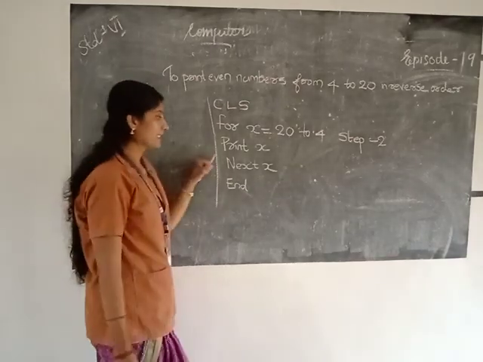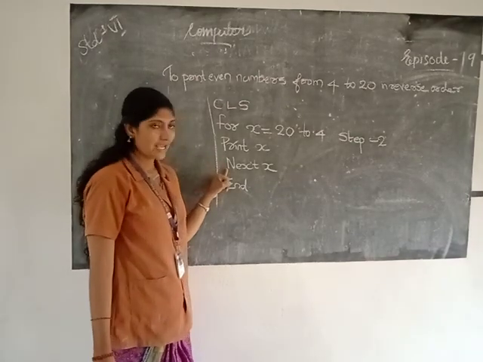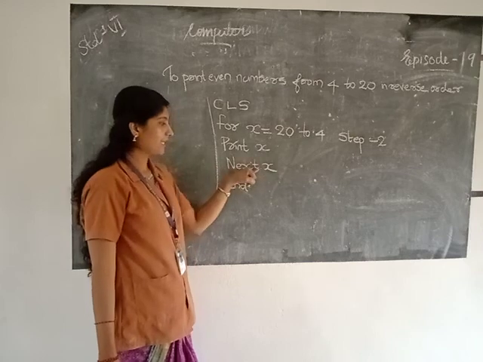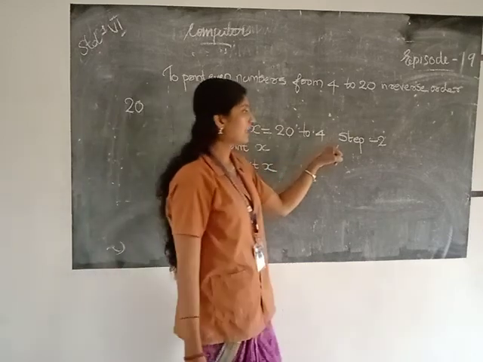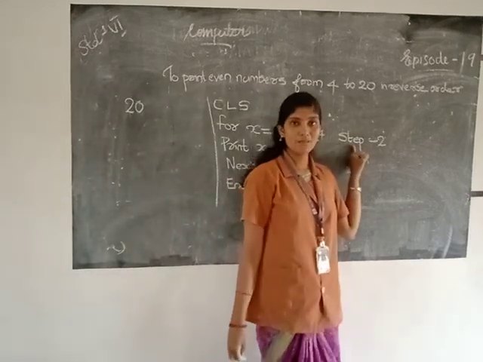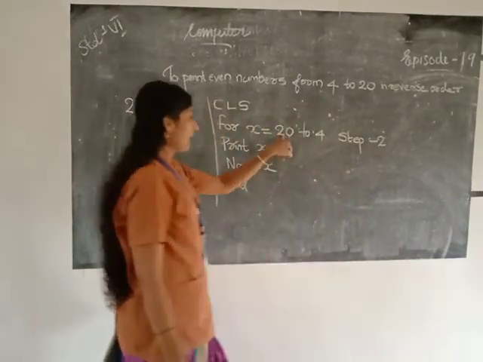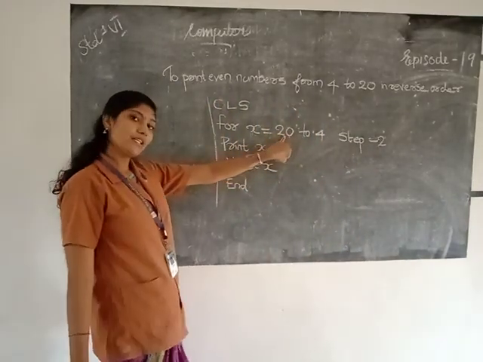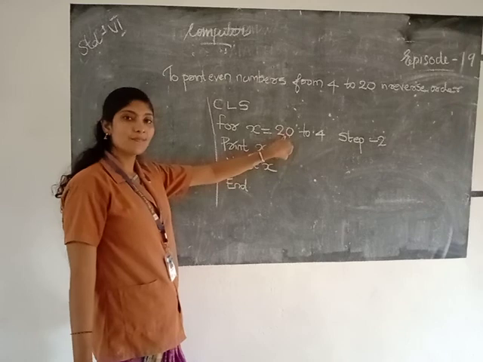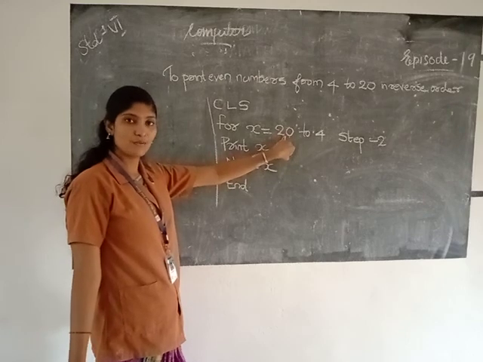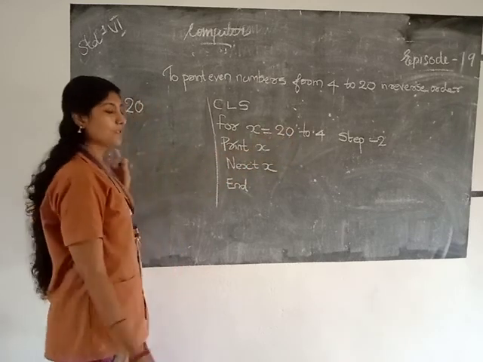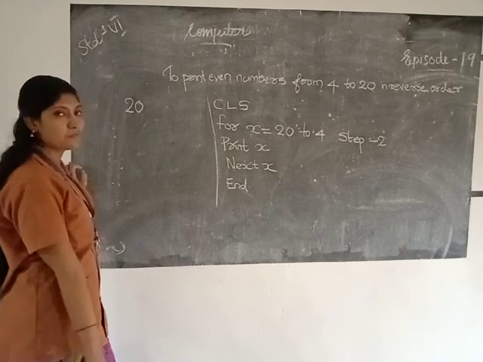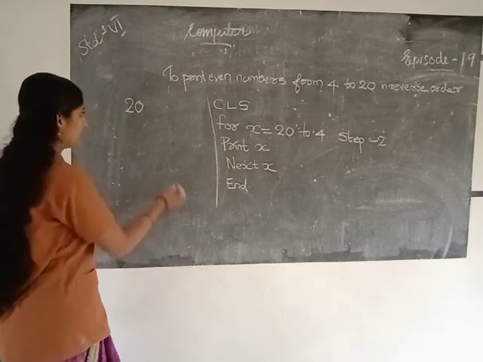Okay. Then next statement, next x. Next x means here the interval is decremented by 2. So x equal to 20, which is decremented by 2 means 20 minus 2. Then 20 minus 2 equal to 18. So print x means print 18.